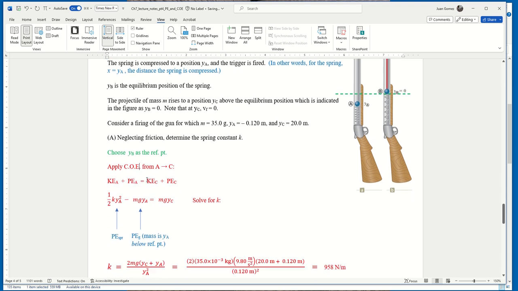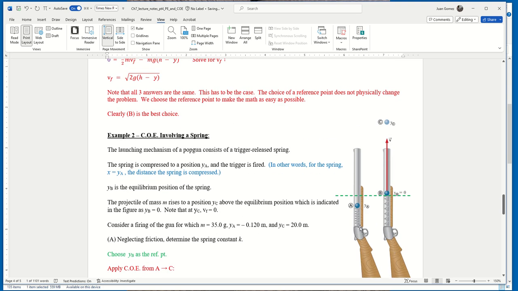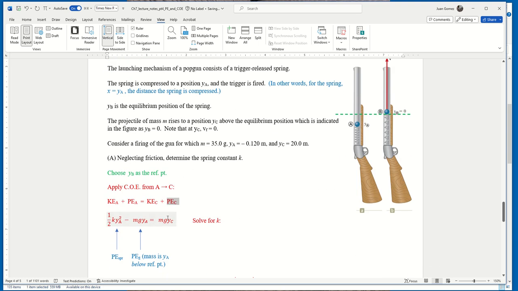Well, again, we know that the kinetic energy at C is 0 because at the max height, VF is 0. The final speed is 0. Now, what is the potential energy at C? Well, remember, we only see the 1/2 kx squared term at A. At C, the spring is done. The spring gun's done its job, and now the ball is at a height of YC above the reference point. So the potential energy at C is mgYC.